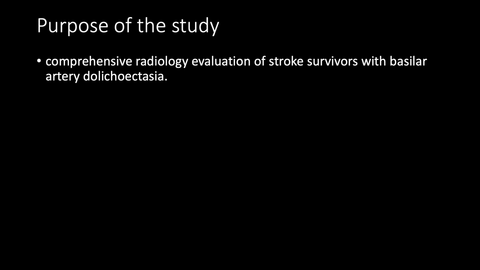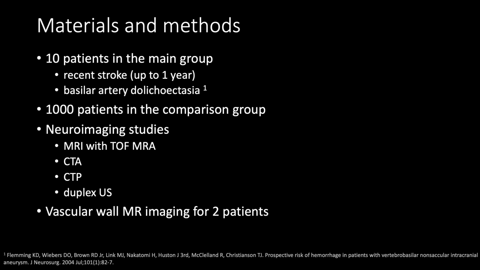The purpose of this study was a comprehensive radiology evaluation of stroke survivors with basilar artery dolichoectasia. 10 patients with a recent ischemic stroke and basilar artery dolichoectasia, according to the Smoker criteria, were enrolled. The comparison group consisted of 1,000 stroke patients without basilar artery dolichoectasia.